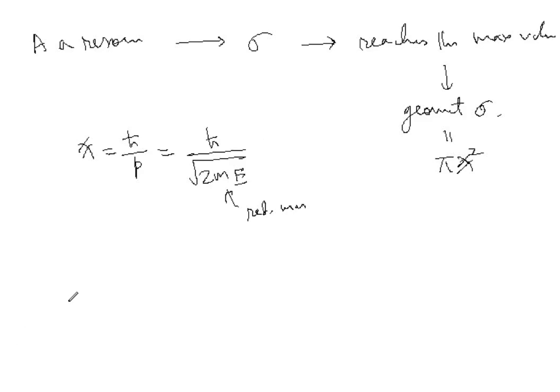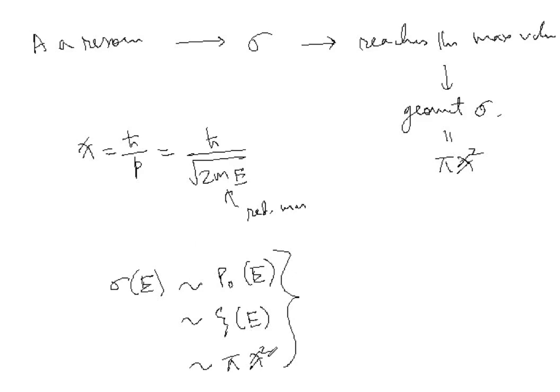So the dependence of sigma on energy is roughly, you see, first we observe that this is proportional to the penetration probability. Next we observe that there is an energy dependence as well. Next we observe here that it also has a dependence on pi lambda square. So if we consider all these effects, then we see that sigma of E is proportional to pi lambda square, P0 at E, or penetration probability, into this Breit-Wigner resonance term.